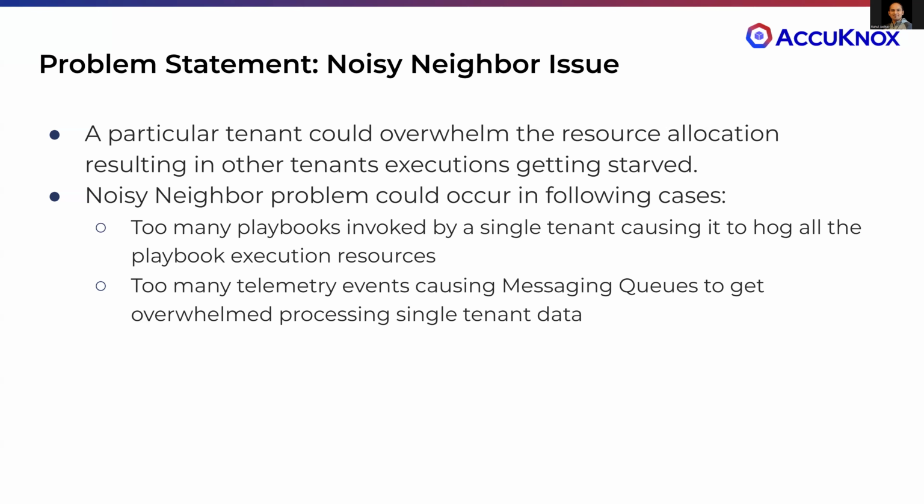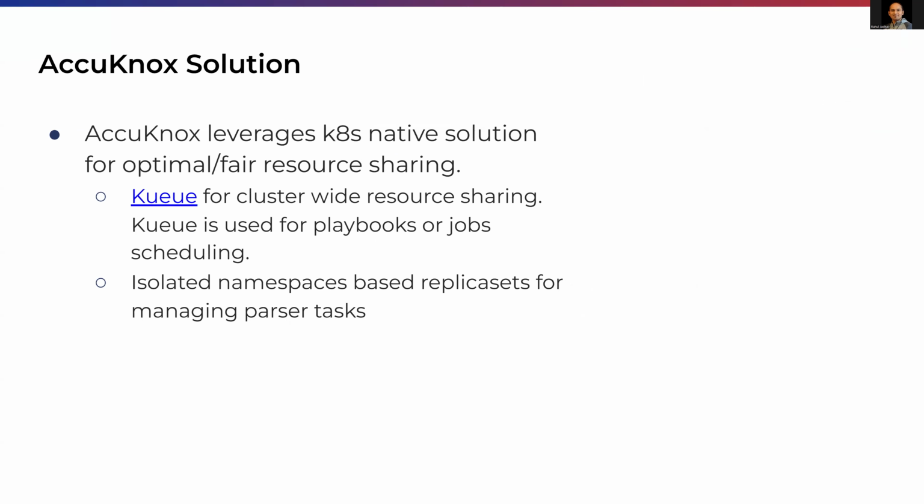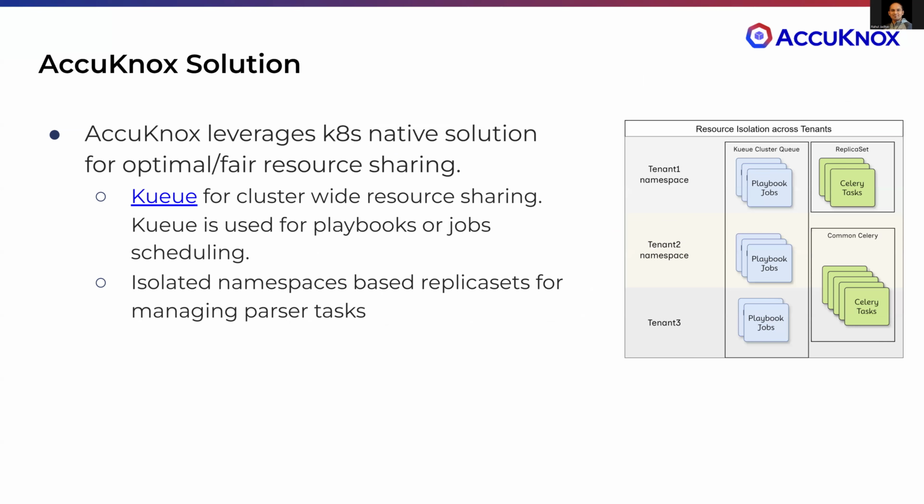Or inefficient resource allocation: lack of proper quotas or limits allows one tenant to overuse compute, memory, or storage resources. Some of the impacts of the noisy neighbor problem could be that affected tenants may experience slow response times, API failures, or degraded user experience. Tenant workloads can interfere with each other, leading to inconsistent application performance. Let's see how AccuKnox handles these issues.